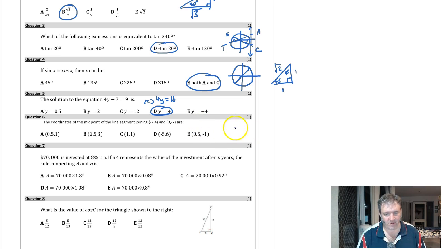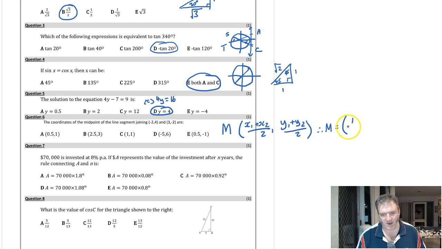Coordinates of the midpoint of a line segment. So you just need to remember your midpoint. That's the average of the 2 points, isn't it? So x1 plus x2 divided by 2 will give me the average x. y1 plus y2 divided by 2 gives me the average of the y coordinates. So the midpoint is going to be negative 2 plus 3 is 1. So 1 over 2. And 4 plus negative 2 is 2. When I divide that by 2, I get 1. So 1/2 and 1, or 0.5 and 1 there. But that's the answer we're looking for, isn't it?